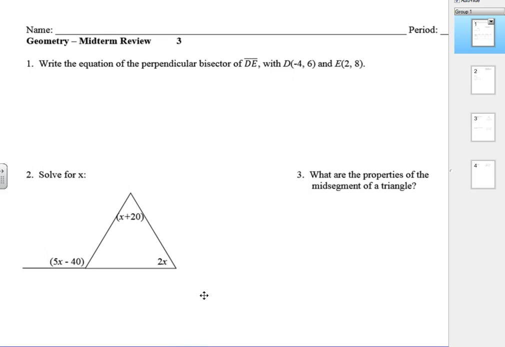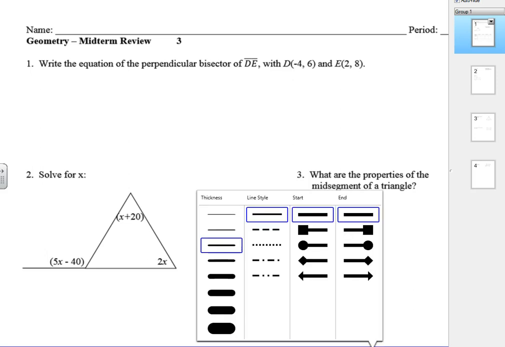We're working on Geometry Midterm Review 3, and we're going to work our way through this one. Hopefully this helps clarify how things need to be done and what needs to happen. So, write the equation of the perpendicular bisector of DE with those points that are given to us.